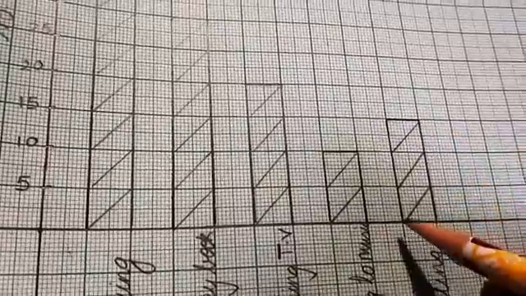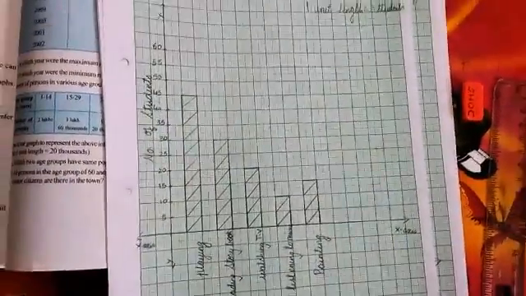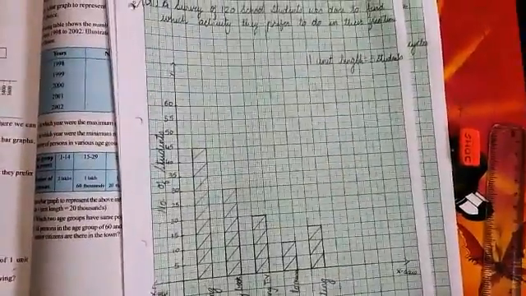Draw here and take one box. Okay, so this way you can prepare your graph. I am making it up so it becomes very clear to you and you can see the resolution of the graph clearly. Right. So in this way you can make your graph.